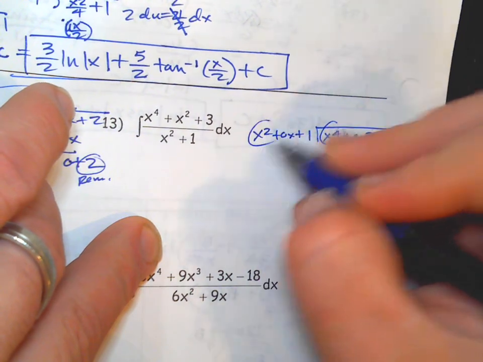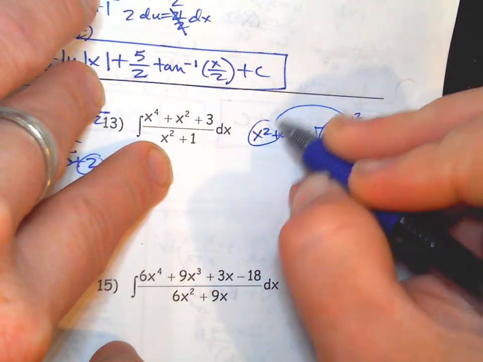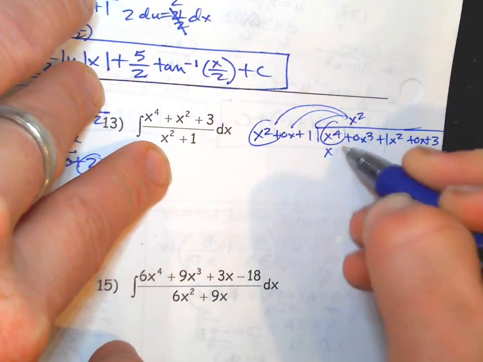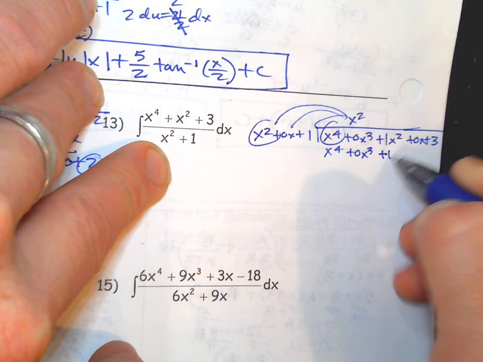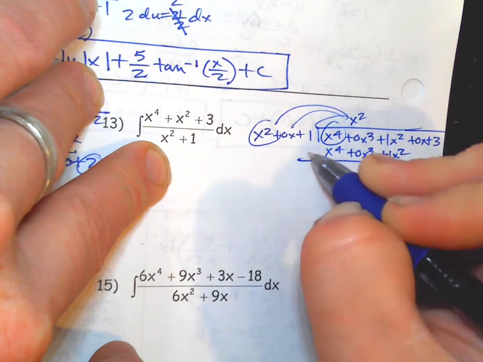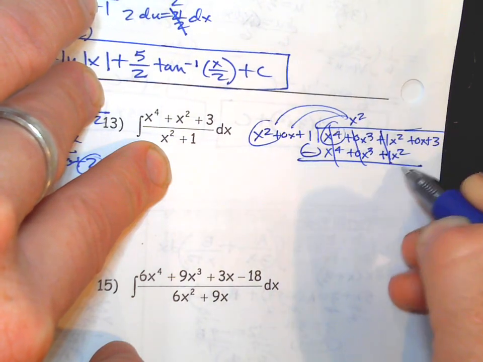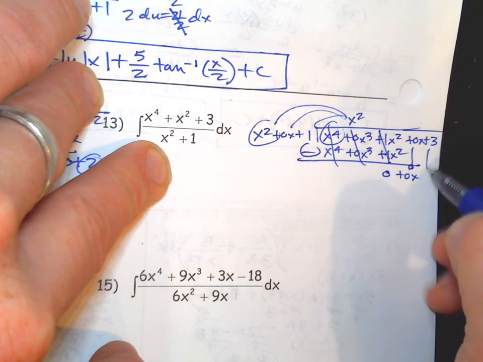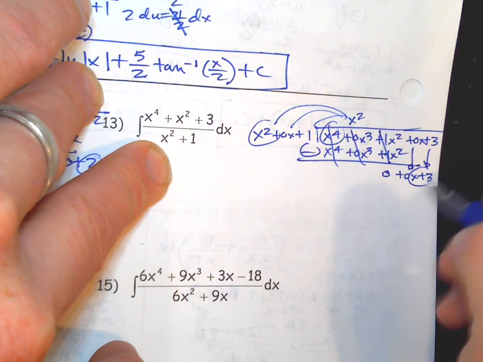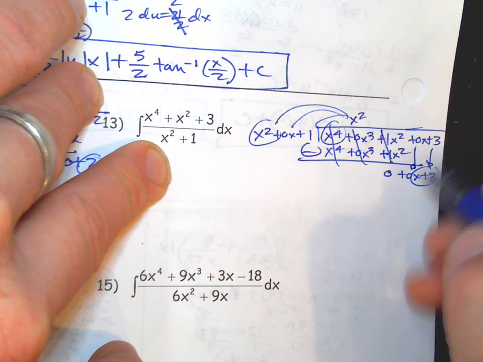So x to the 4th divided by x squared is going to be x squared. This gives you x to the 4th plus 0x cubed plus 1x squared. We're going to subtract, cancel, cancel, cancel, drop the next term down, drop the next term down. Once the degree of this is less than that, you're done. This is the remainder.